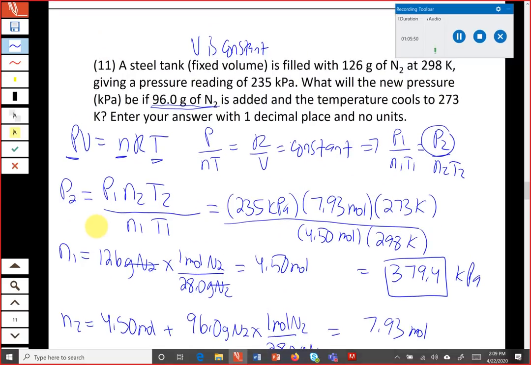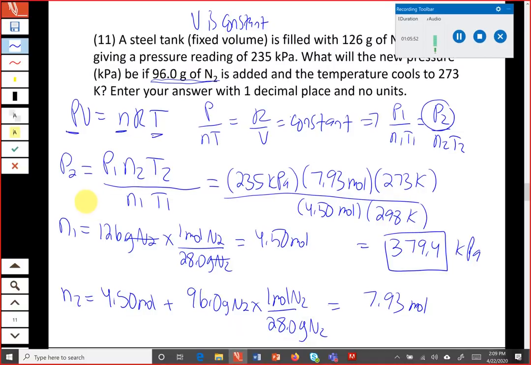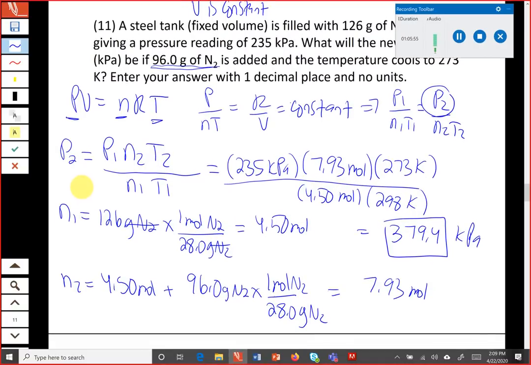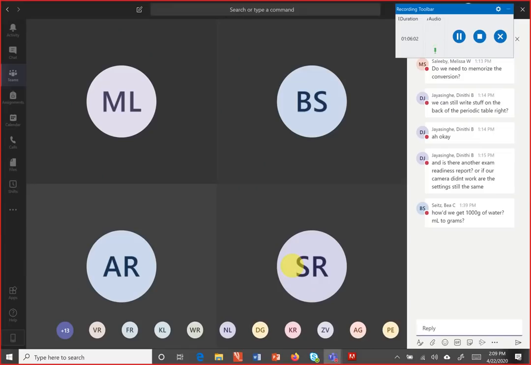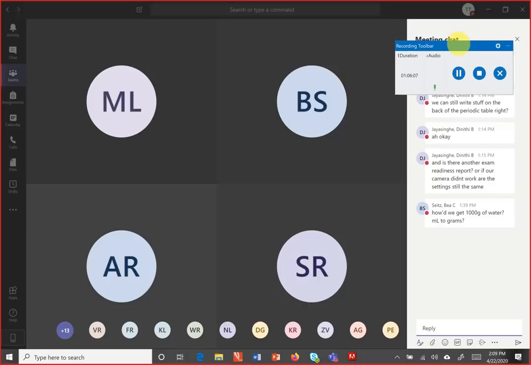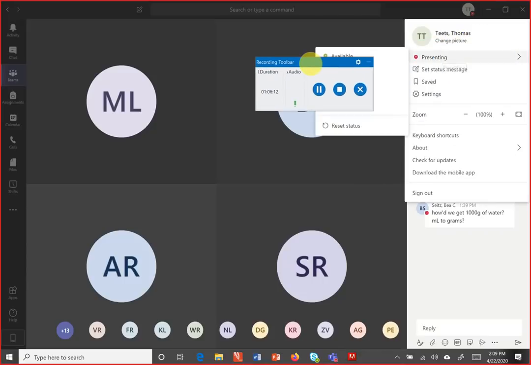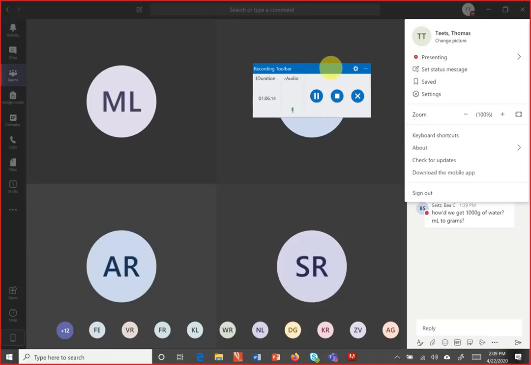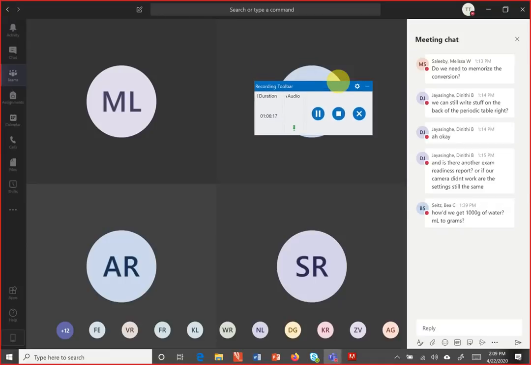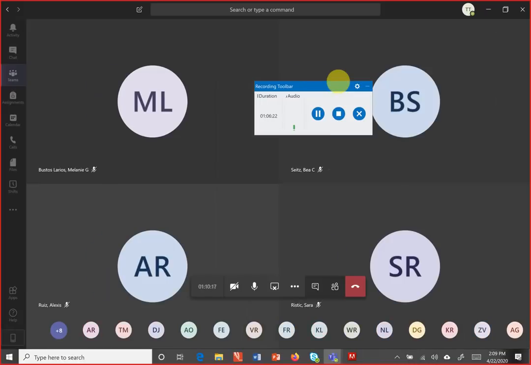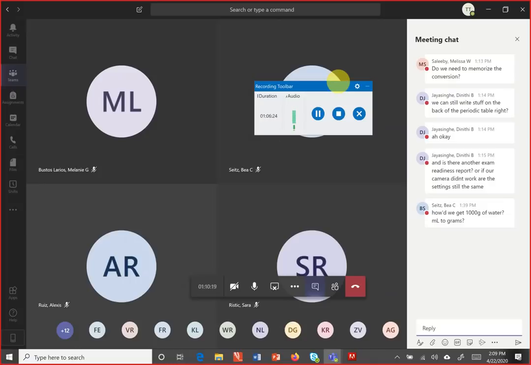All right, so that's the number that we get there by just rearranging the ideal gas equation and putting in the different parameters that we have before and after. All right, questions on that one? All right, if there's no questions, I'll move on.